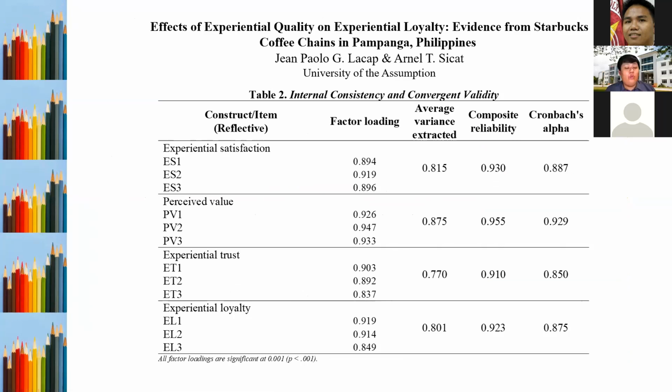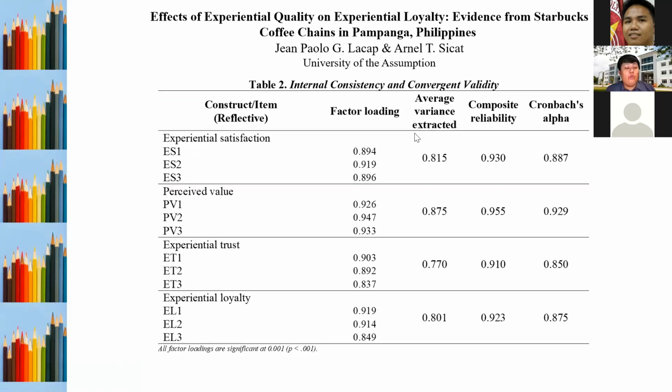Of course, we use software. As I mentioned, in one sitting you can compute all these things. Here we have good factor loading, average variance extracted, and also CR and CA, composite reliability and Cronbach's alpha. So it means we have internal consistency for our reflective constructs and convergent validity also.